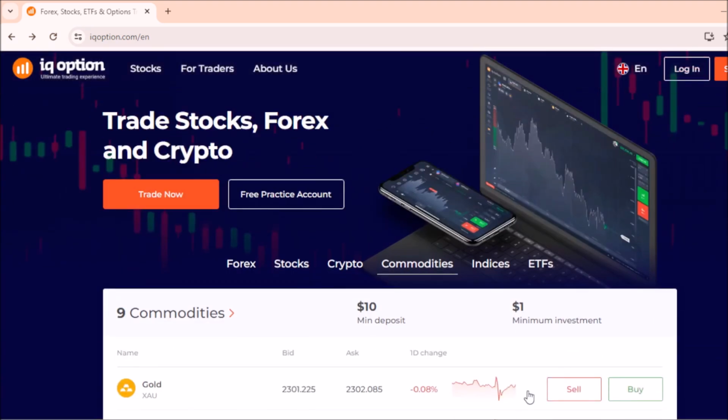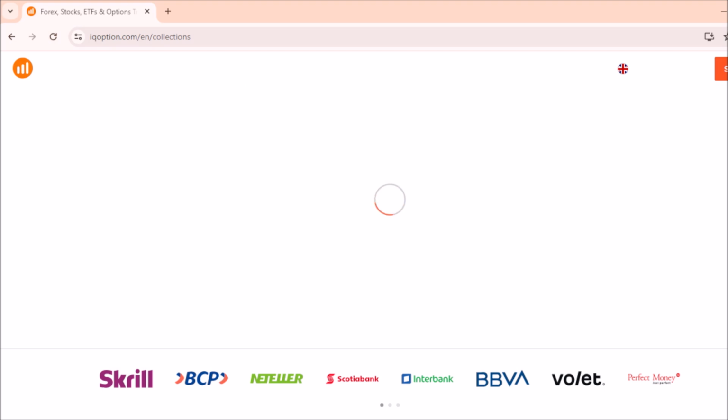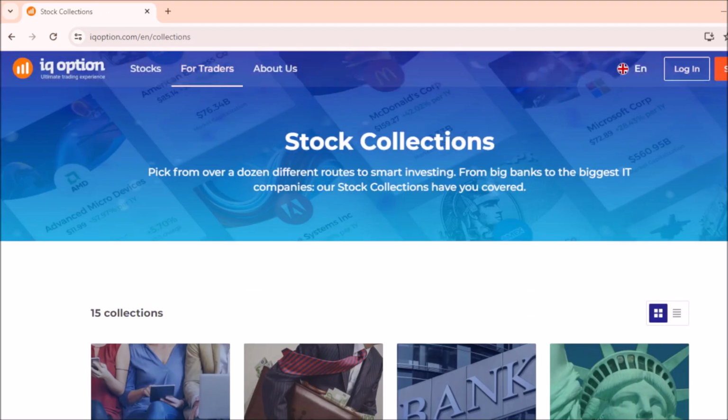Learning: IQ Option offers educational resources such as tutorials, webinars, and articles to help users learn about trading and investing in financial markets. IQ Option is suitable for experienced traders.